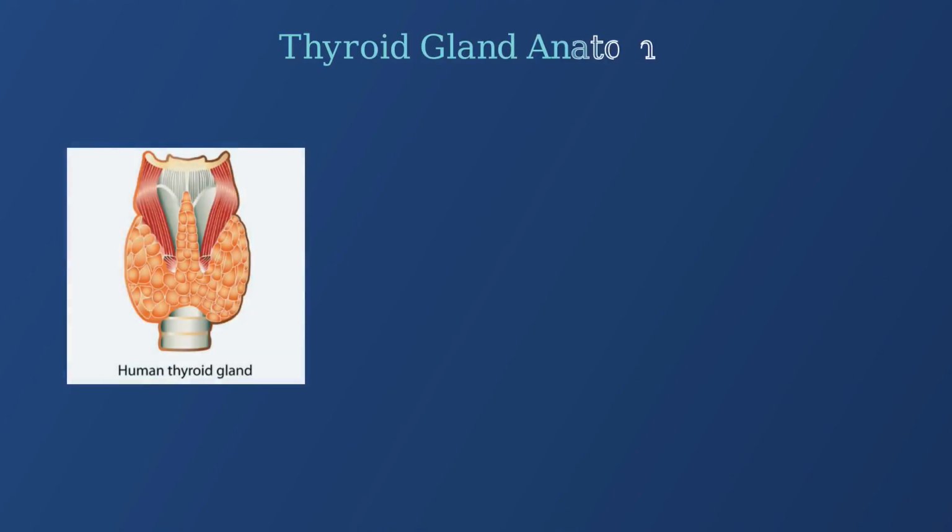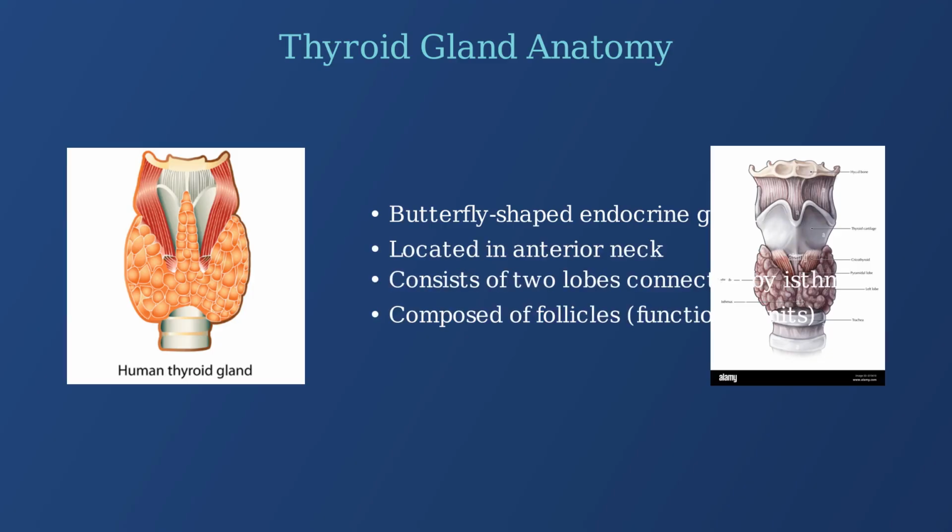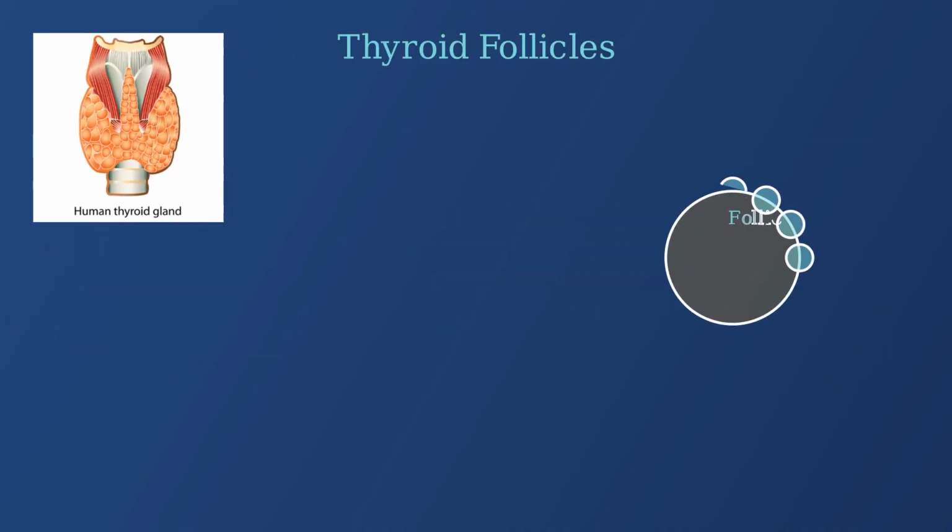The thyroid gland is a butterfly-shaped endocrine gland located in the anterior neck, just below the Adam's apple. It consists of two lobes connected by a central bridge called the isthmus. This important endocrine gland is positioned in front of the trachea. The functional units of the thyroid are spherical structures called follicles.